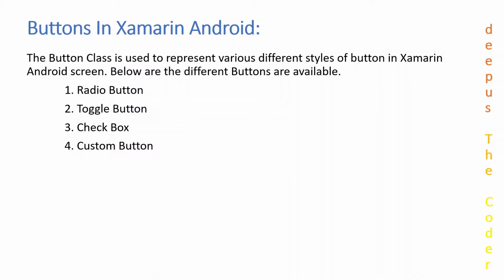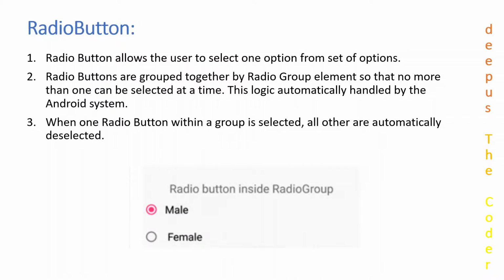In Xamarin Android, different types of buttons are available. First is the radio button, then the toggle button, checkbox, and custom button. Based on the situation, we use at least one of these buttons in our application. Let's see what the use of each button is and how to implement these buttons in a Xamarin Android application.